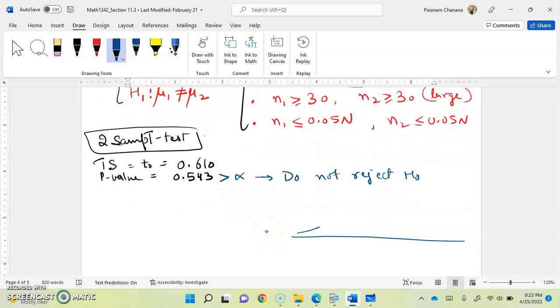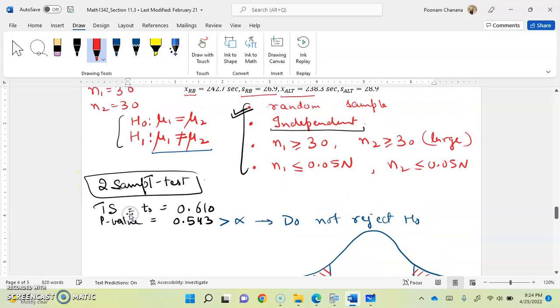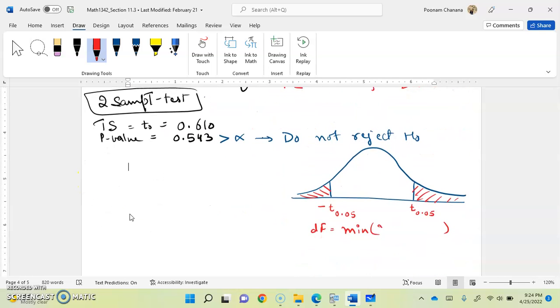But we are going to practice our critical region drawing. We have to draw a two-tailed critical region because it's not equal to. So two tails here. This value would be negative t alpha by 2. Alpha is 0.1, so this is 0.05. This is t 0.05 with degrees of freedom equal to the minimum of n1 minus 1 and n2 minus 1. Both n1 and n2 are 30, so n1 minus 1 is 29 and n2 minus 1 is 29 too. So the minimum value is 29, and degrees of freedom is 29.